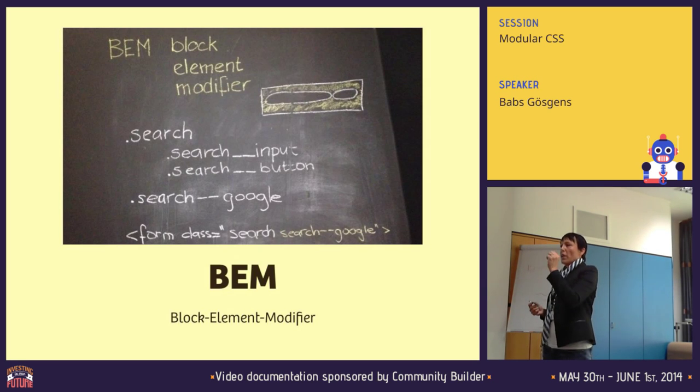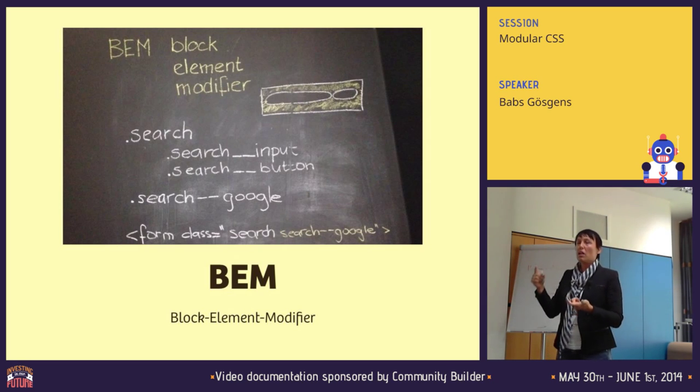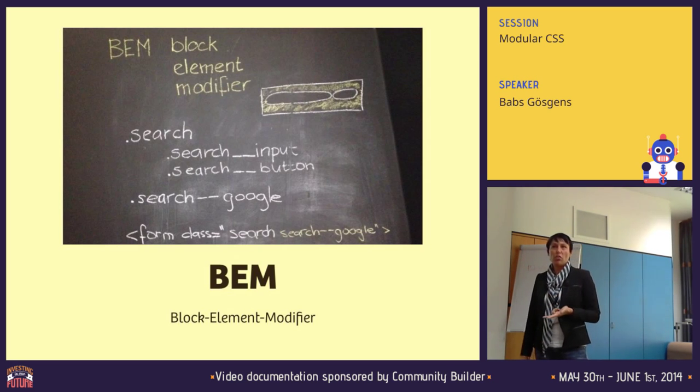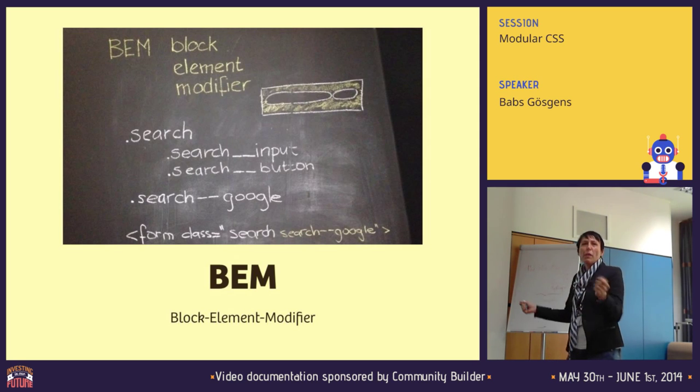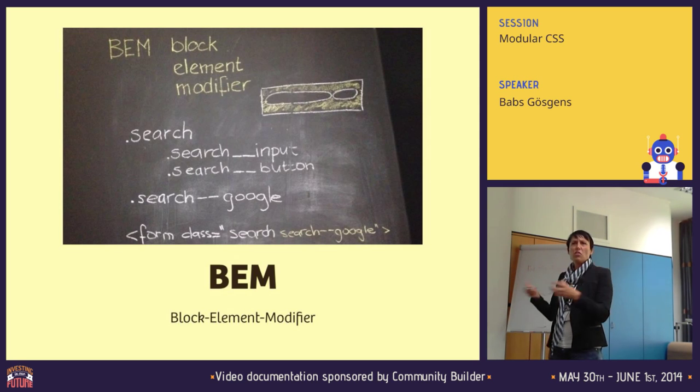Then they would organize that in a file structure where they would have the markup, the CSS, and maybe some JavaScript. They would all be called the same, so you would have block.html, block.js, and block.css. And then when they build their pages, they just pull in these blocks, and then they render it.